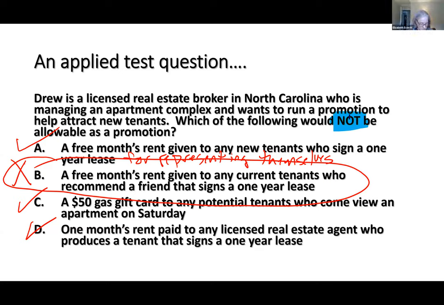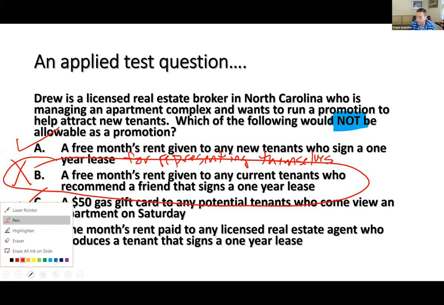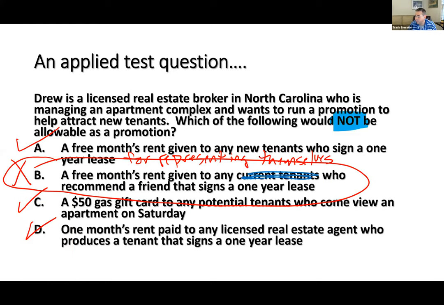Good. And so Jennifer had also asked, could you explain why B is not correct? So why is B not correct? Let's put names to it. Let's change that current tenant stuff right there. Let me go to a pen here. Let's change that to given to Bob, who recommended Sam.